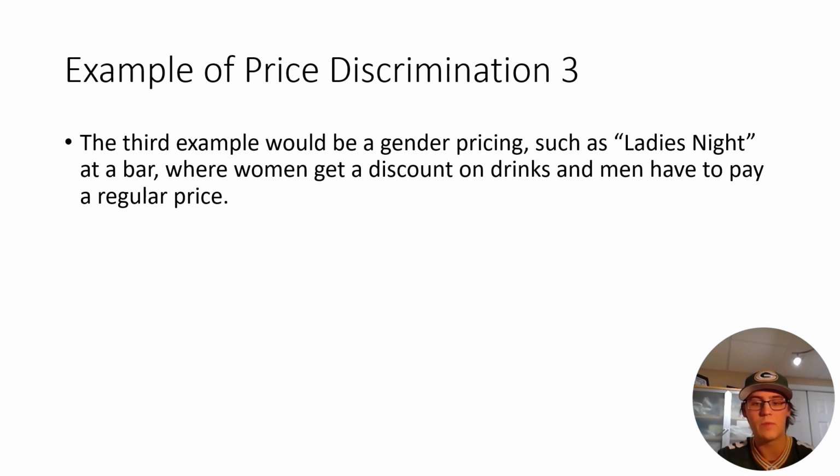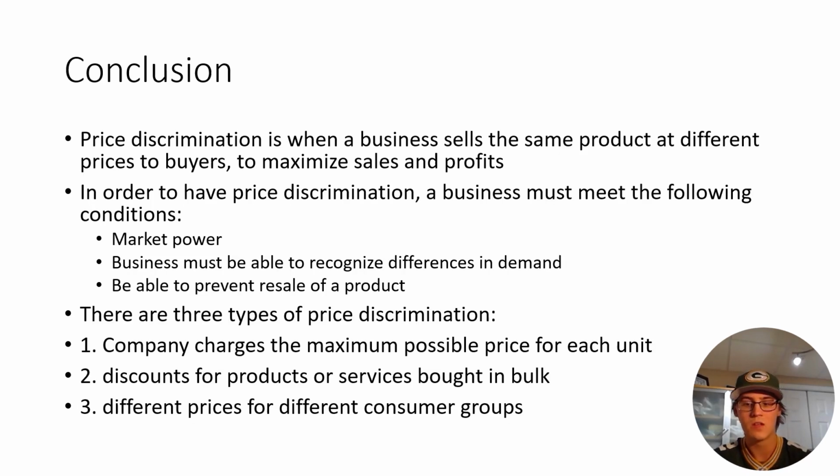The third example would be gender pricing, such as a ladies' night at a bar, where women would get a discount on drinks and men have to pay a regular price. This is an example of different consumer groups having to pay a different price for a product, as I discussed earlier.